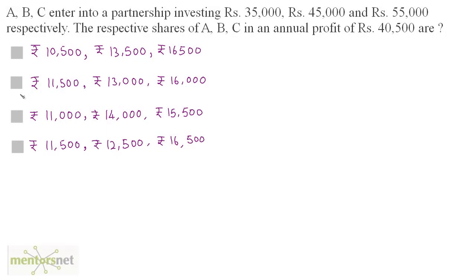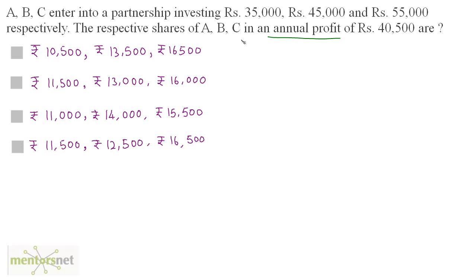A, B, C enter into a partnership investing 35,000 rupees, 45,000 rupees and 55,000 rupees respectively. The respective shares of A, B and C in an annual profit of 40,500 are? Now it is given that these people have invested these amounts for the same time period, which means that we can write the ratio of their profits is equal to the ratio of the amounts they invested.